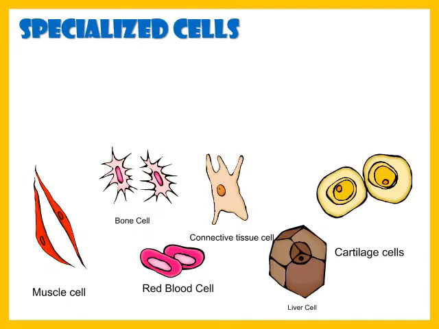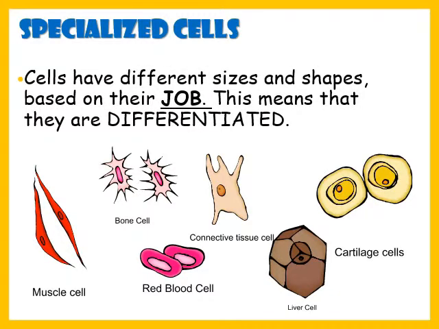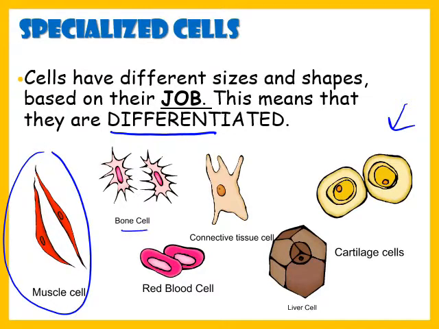So we're going to start small with specialized cells. You guys know what a cell is. What is a specialized cell? It's just the idea that cells have different sizes and shapes based on their job. This also means they're differentiated. And you know what that word means if you just think different, right? They're different from each other. And if you look at the pictures down here, we've got muscle cells that are long and skinny. Bone and connective tissue have these little extensions on them. Liver cells and cartilage cells are just kind of standard cells, but do have a particular shape for their function.